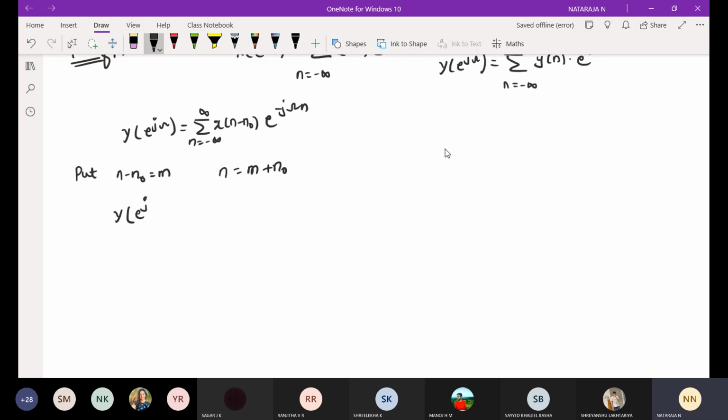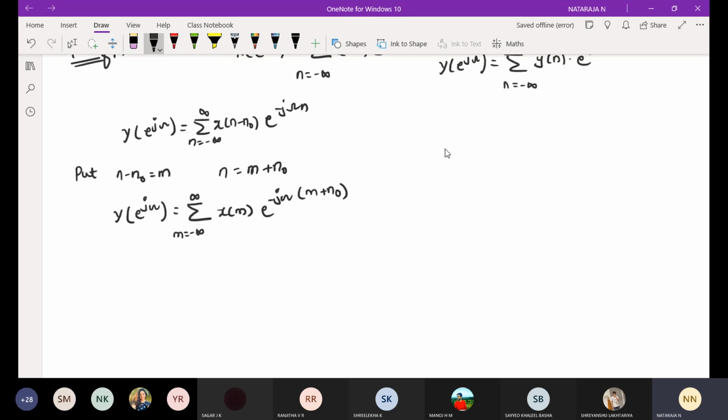Y of e power j omega is equal to summation. I'm going to replace m, because I'm going to take x of n minus n naught with respect to m. I'm going to take x of m here, so that my limits will vary from m equal to minus infinity to infinity. So then x of m e power minus j omega. What is the value of n? n will be m plus n naught.